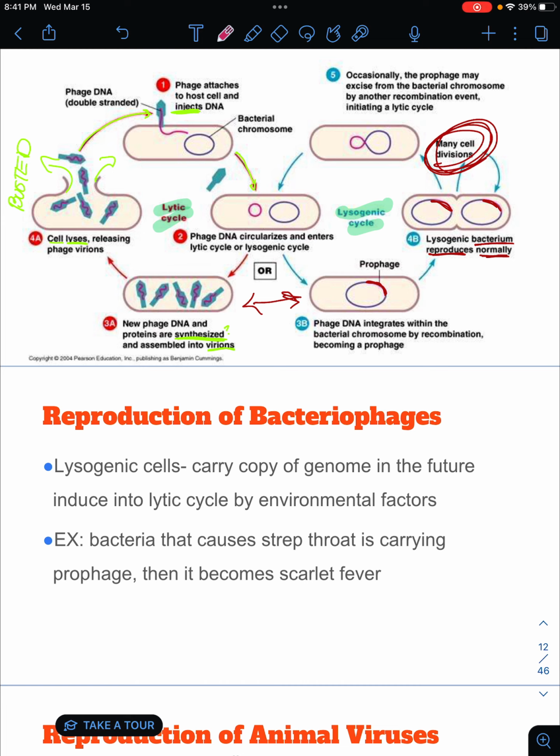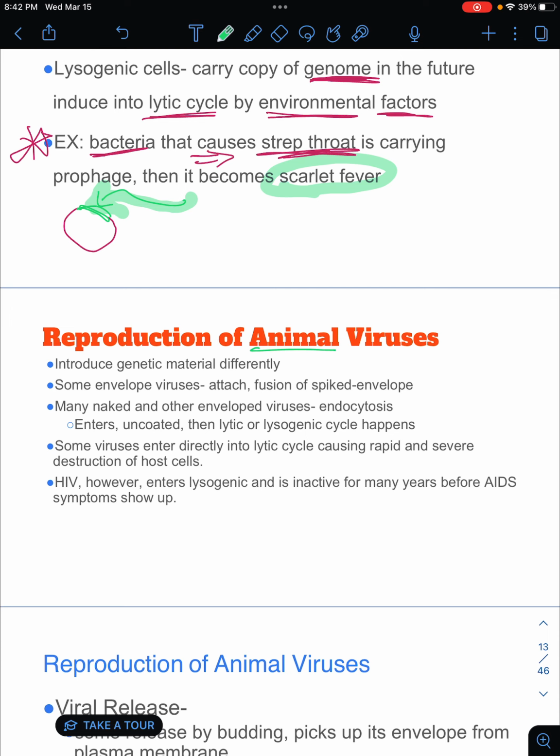So, the reproduction of animal viruses. We're only talking about animals now. They introduce genetic material differently. Some enveloped viruses attach and fuse through the spiked envelope. Some of them are going to be enveloped. Remember, that means they have clothes on. Many naked and other enveloped viruses use endocytosis, enter uncoated, and then one of the cycles happens.